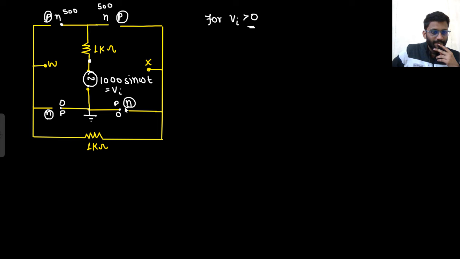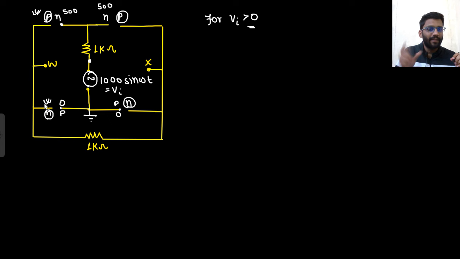Can we tell the exact value? No, we can't tell that. One thing we can tell is that this potential and this potential will certainly be the same. That's for sure, because we are applying the open circuit test and this complete potential will come here.